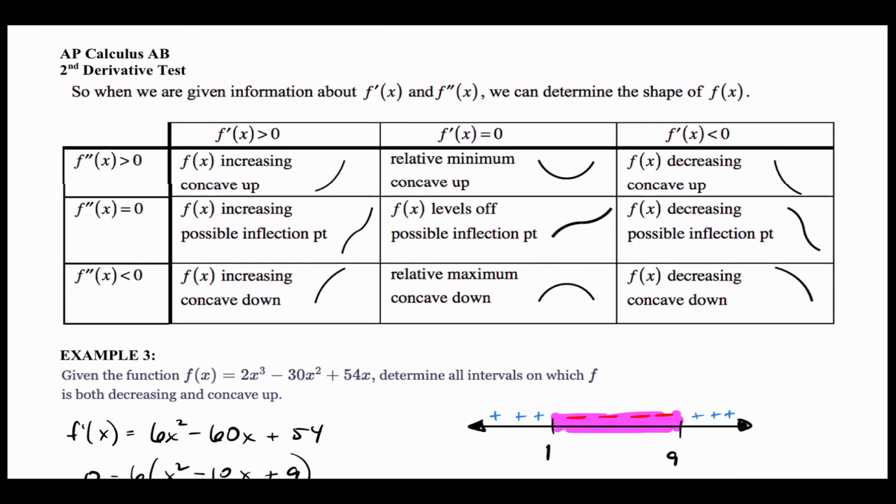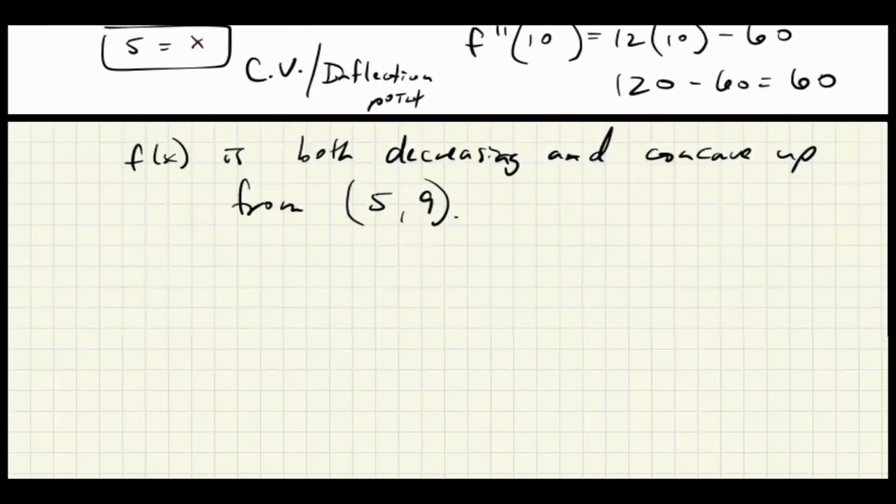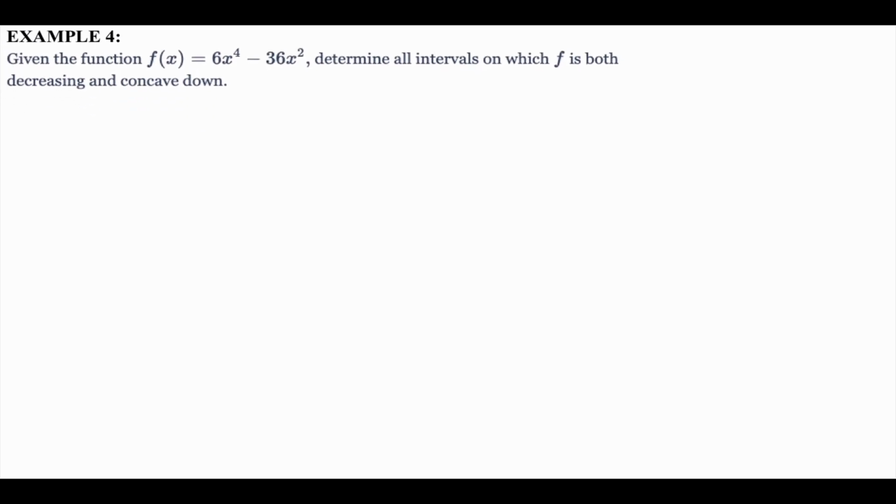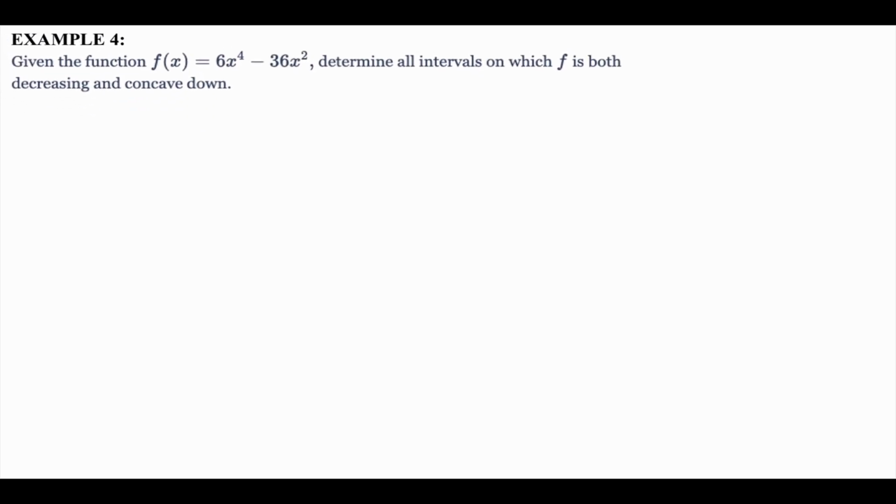Okay, so let's look at number 4. Number 4 is very similar to the one we did on number 3. It just asks us some different information. So this one says, given f of x, determine all intervals where it's both decreasing and concave down. So both. Okay, where does it overlap? Where is it decreasing and concave down?